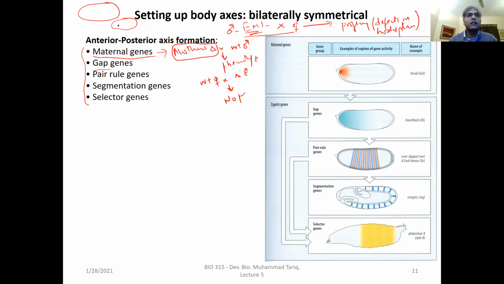Then another class of genes, which they named later on when they discovered those genes, are the pair rule genes. And finally, there was a class of genes discovered from this successful screen, which were named segmentation genes. And eventually, the last class was selector genes. We'll talk about all of them one by one.